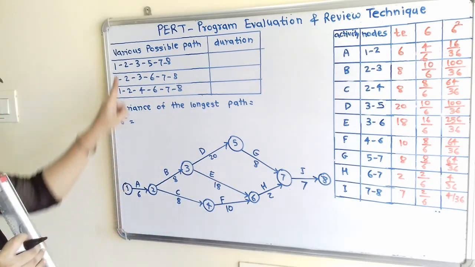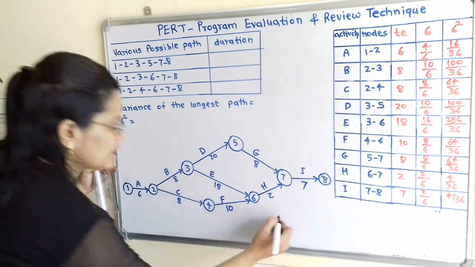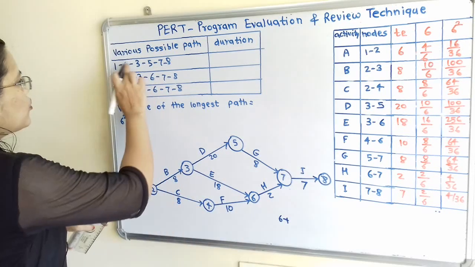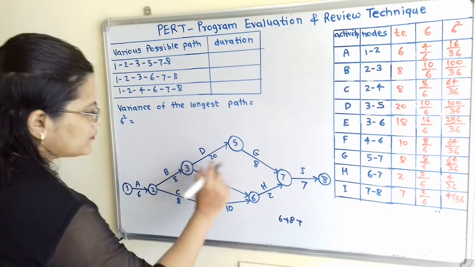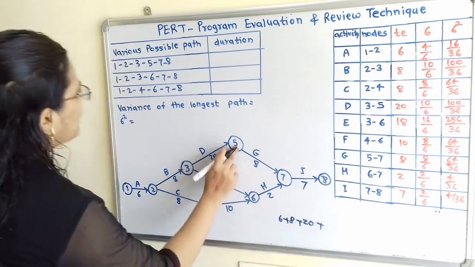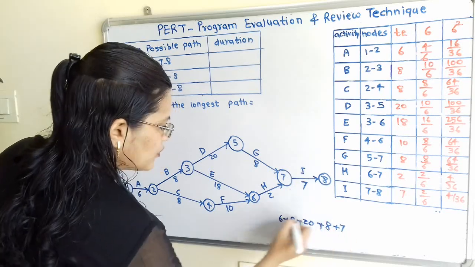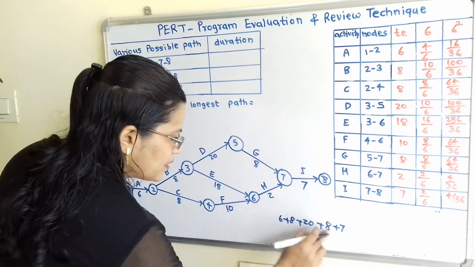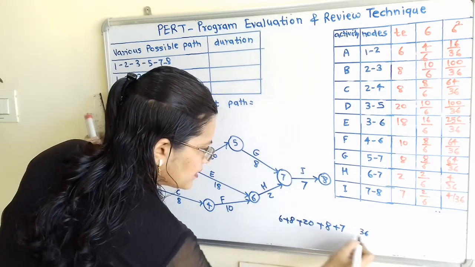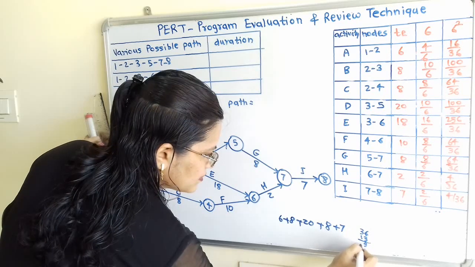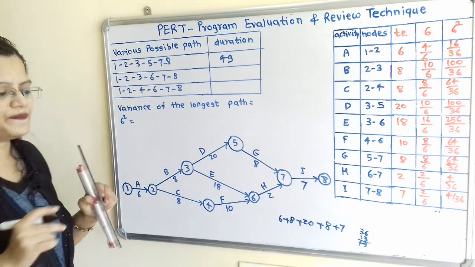So how to find out the duration? 1 to 2, it is 6. So I will write here in rough 6 plus 2 to 3, that is 8, plus 3 to 5, that is 20, plus 5 to 7, that is 8, and 7 to 8, that is 7. So we have to add this. 8 plus 8, 16, plus 20, that is 36, plus 13, that is 49. So we will write here 49.